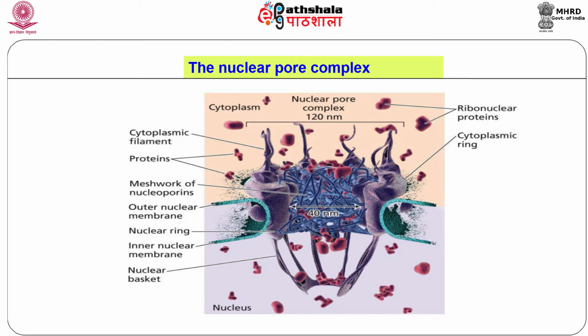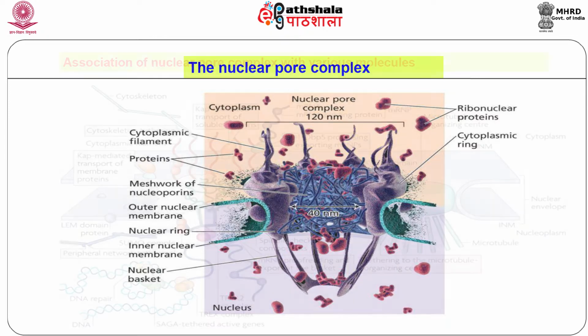Small metabolites diffuse freely through the nuclear pore complex, but the flow of large proteins and RNA is selective. Meshwork of nucleoporins within the aqueous pore governs this selective transport. Ribosomes exit the nucleus by physically moving through the meshwork.